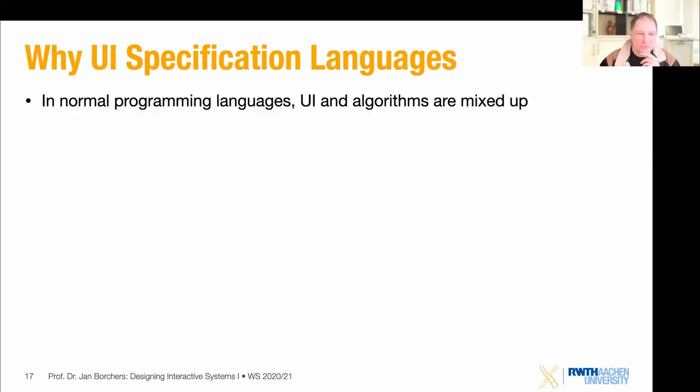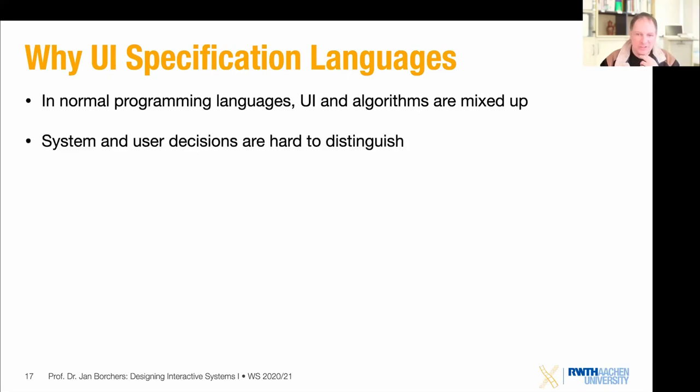So we don't want to mix up UI and algorithm as we do in normal programming, and that makes it hard to distinguish things that the system does and things that the user does. So this whole basic split gets hard to see.